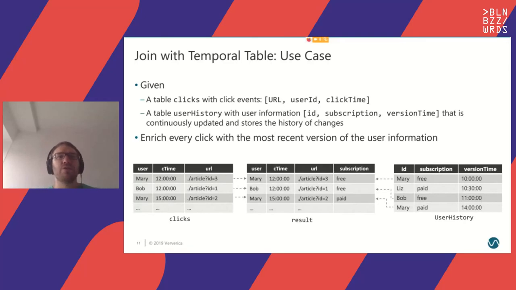Joins with temporal tables. So the use case here is that we have again two tables. We have the clicks table that we had before, and then some kind of user history table. This is a table that stores different versions, or basically stores the history of a user, and whenever a user changes the subscription, then a new record is added to this user history table. This history table is therefore append only, so it's not modeled such that the user ID is a unique key, a primary key, and we simply update the field, but instead it's modeled in a way that we keep all different versions. Whenever something changes, we just append a new record with a new version time.